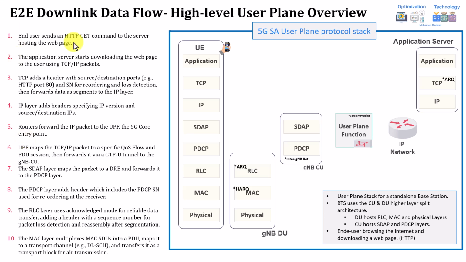For example, from the end-to-end perspective, the first thing that happens whenever you, as a user, are trying to do, for example, web browsing. Let's take the example highlighted here. This is the architecture we have. I'm giving an example about HTTP, where the user is trying to download a web page. Here I assumed that the gNB will be using a CU and DU high layer split architecture, where the DU is hosting the RLC, MAC, and physical layers, and the centralized unit is hosting the SDAP and PDCP layers. This is a high-level point of view.